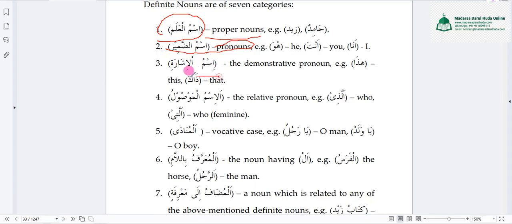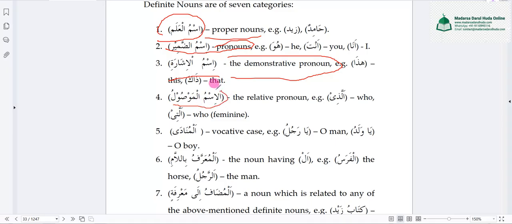Third one is ism ishara, the demonstrative pronoun like haza, this, zaka, that, or those, these. I have already explained the table earlier in the other book, but still in the notes I will be explaining all these things inshallah again for your recall.